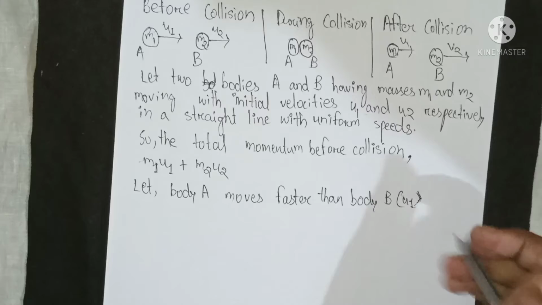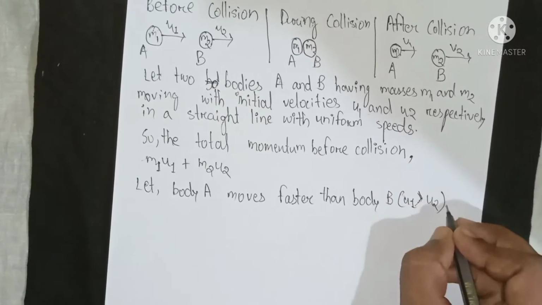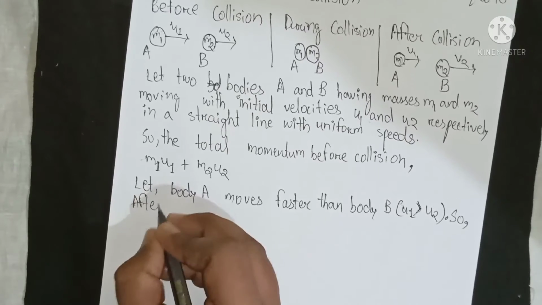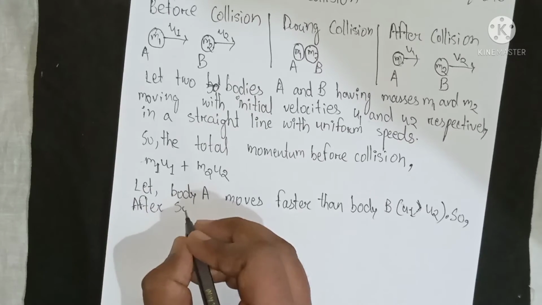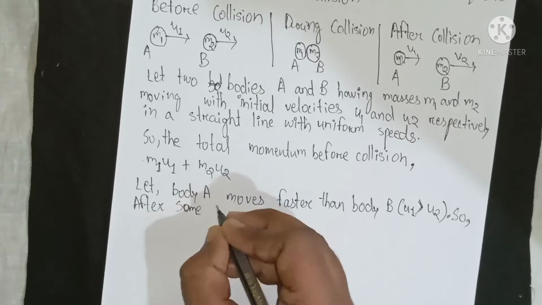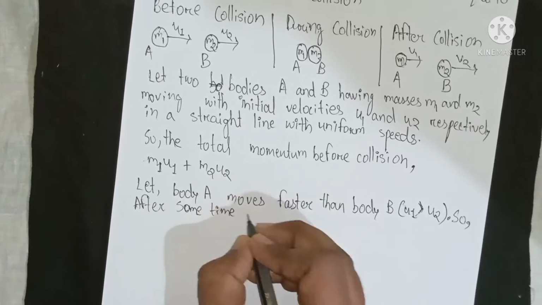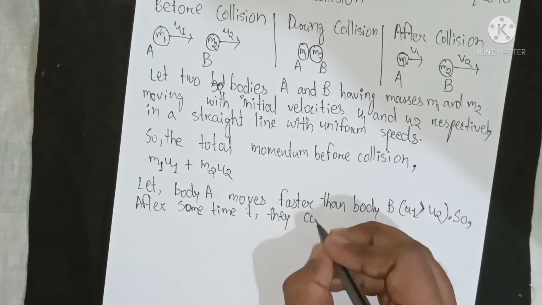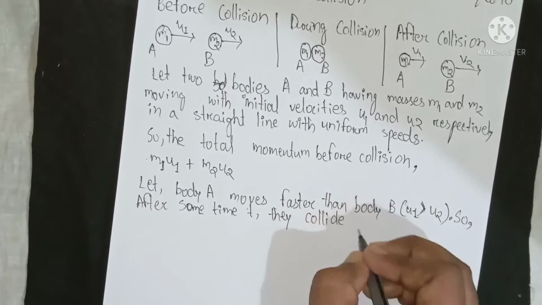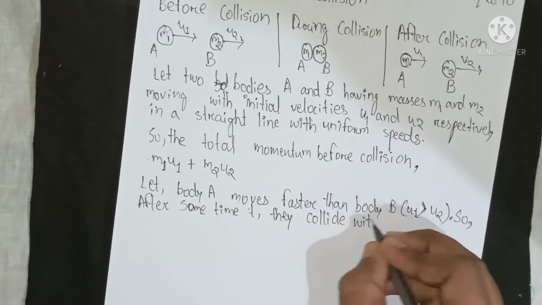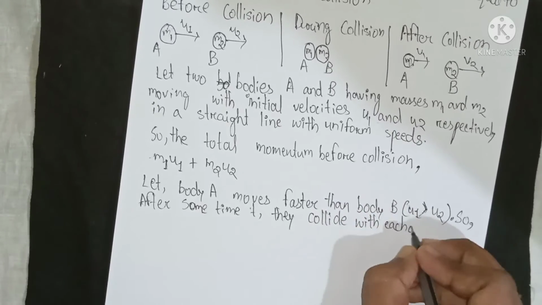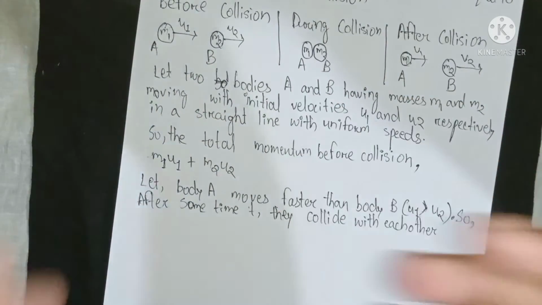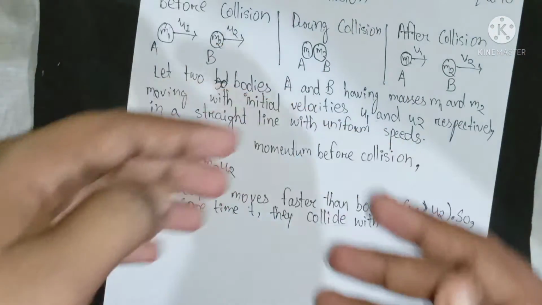U1 is greater than U2. Okay, so after some time t, they collide with each other. That's the correct way to write it: two bodies go straight into each other and collide with each other.